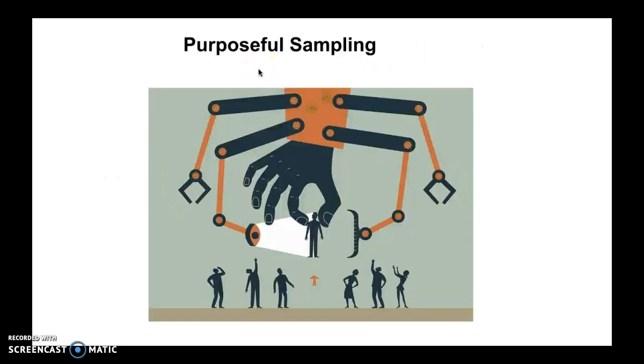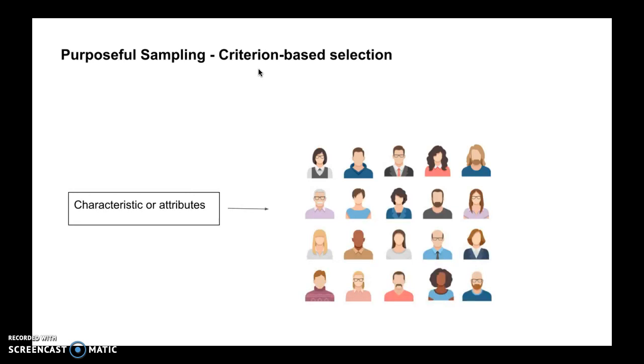Okay. So another type of sampling is called purposeful sampling. Basically, like I mentioned before, you choose the participants by a certain standard, either your research interest or something else. So the first sampling strategy I want to introduce is criteria-based sampling.